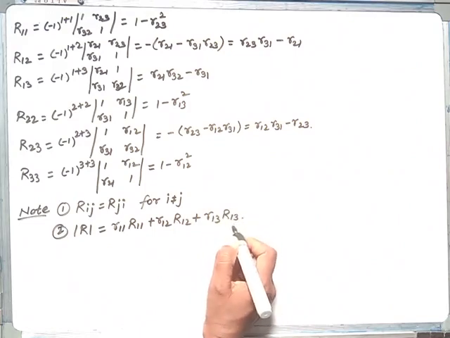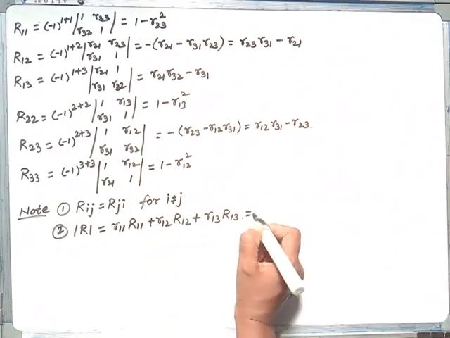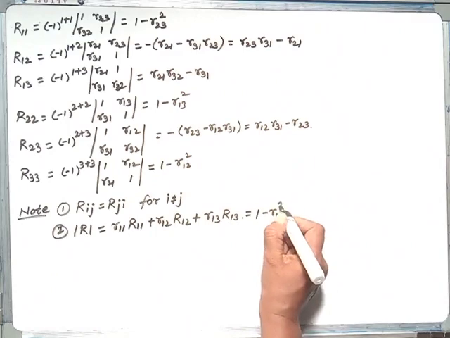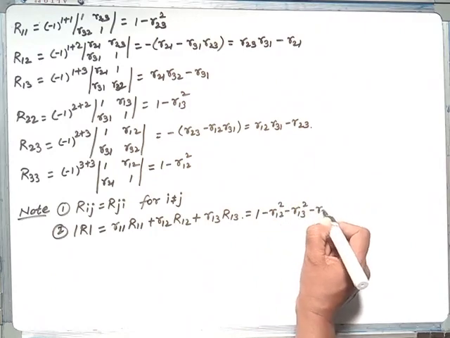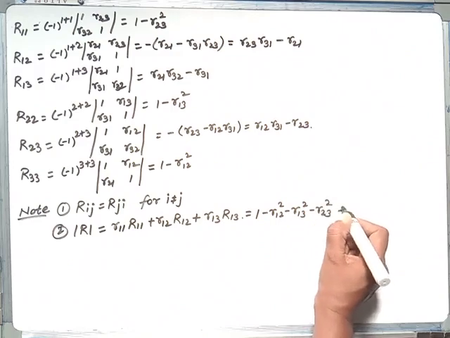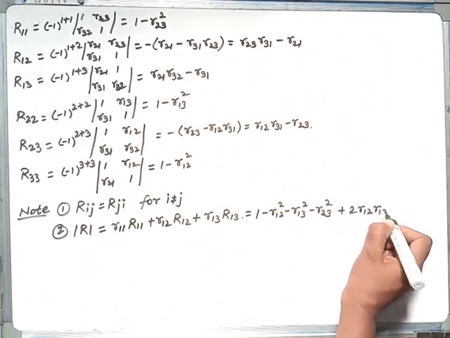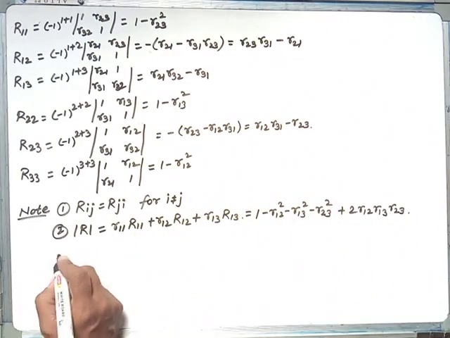Okay. So this will give us, after simplifying, 1 minus R12 square minus R13 square minus R23 square plus 2 R12, R13 and R23. This is the result for it.